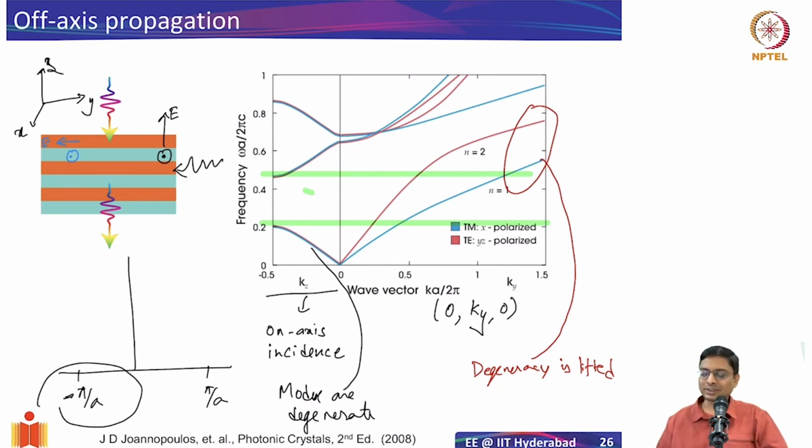One of the ways to do that would be to identify what is a light line. This is my light line. The modes on the right of the light line, essentially this n equal to 1, n equal to 2 modes, are guided modes in the structure. But as you saw in the case of surface plasmon polaritons, they need to be excited with specialized geometries.